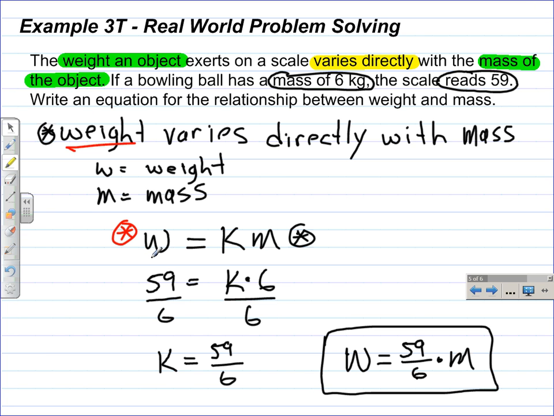Weight now varies directly, kind of implying the equal sign. This is my constant of variation, which I have to put in there, and then mass. Varies directly could really be this equal sign and this constant of variation. Okay, I substitute the weight in, I substitute the mass in, solve for the constant of variation, and then substitute that into the equation I wrote.